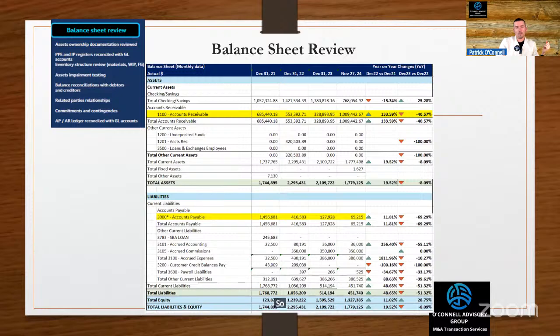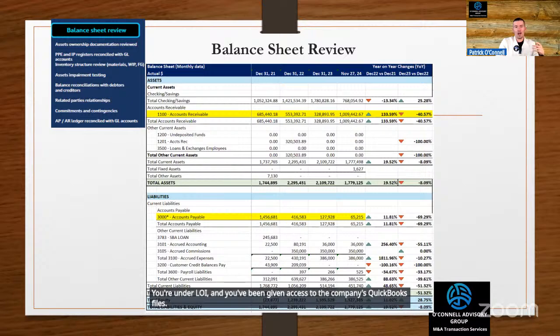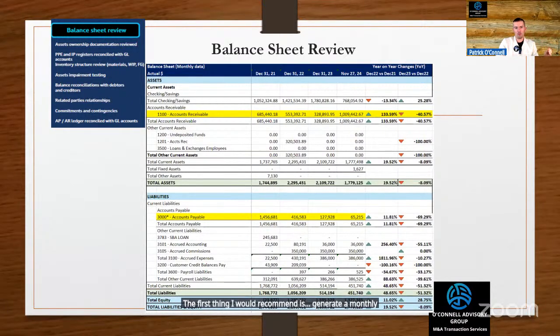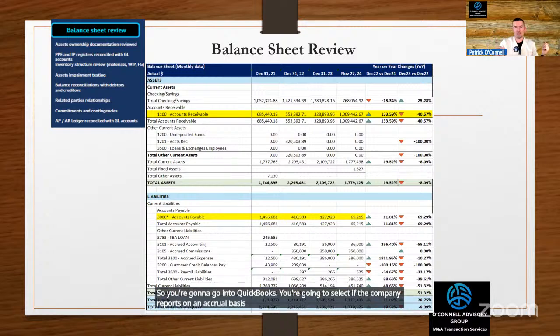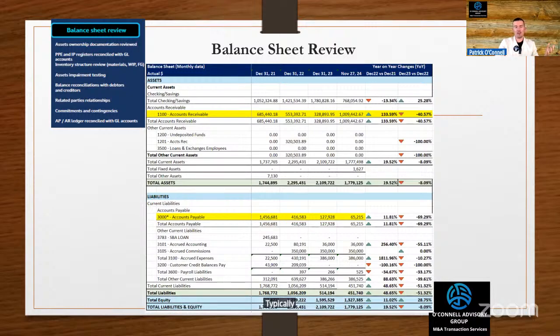So let's unpack a singular balance sheet. Picture this: you have just received, you're under LOI, and you've been given access to the company's QuickBooks files. The first thing I would recommend is to generate a monthly balance sheet report. You're going to go into QuickBooks, select if the company reports on an accrual basis or a cash basis, and then run the period of analysis you'd like to see. Typically, I recommend a 3-year period.